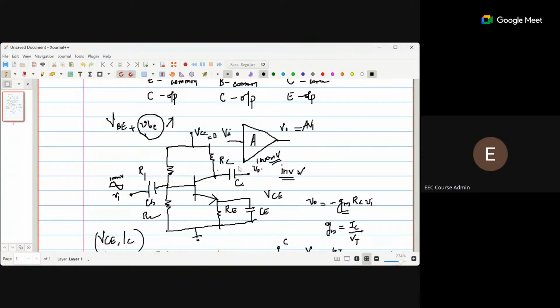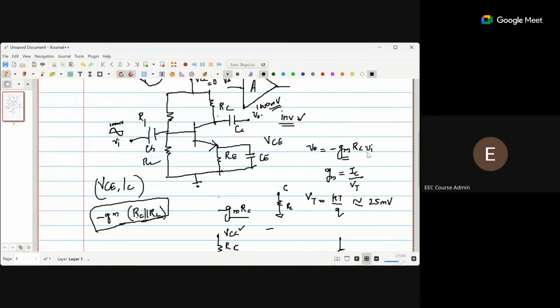So conceptually, the entire picture that you need to learn in connection with the common emitter amplifier is that you understand the DC analysis, the AC analysis, the small signal analysis. Then what is the small signal gain, minus gm RC vi? What is this gm, the transconductance? What is that? IC by VT.